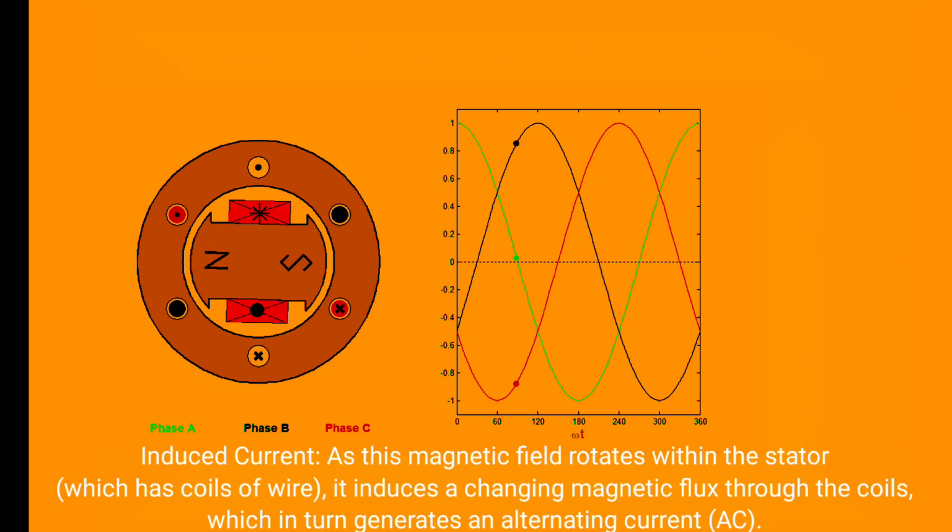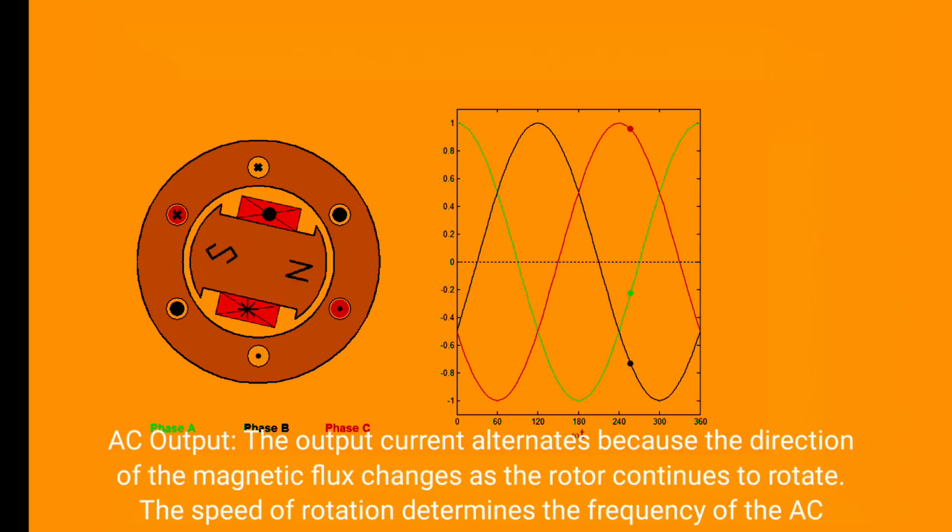Induced current. As this magnetic field rotates within the stator, which has coils of wire, it induces a changing magnetic flux through the coils, which in turn generates an alternating current, AC. AC output. The output current alternates because the direction of the magnetic flux changes as the rotor continues to rotate.